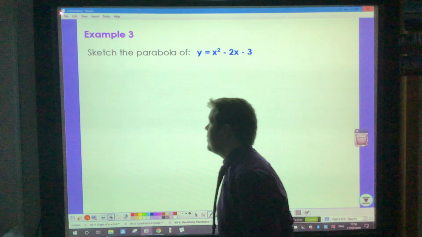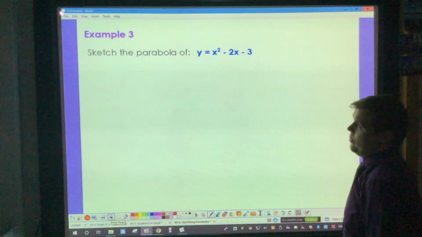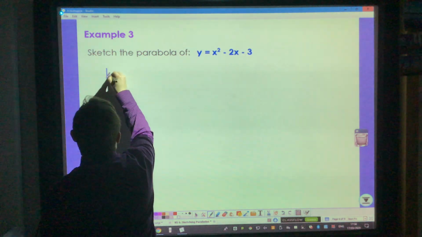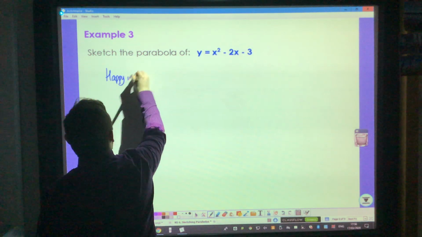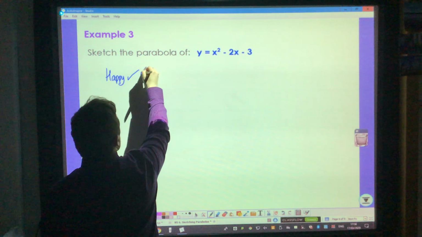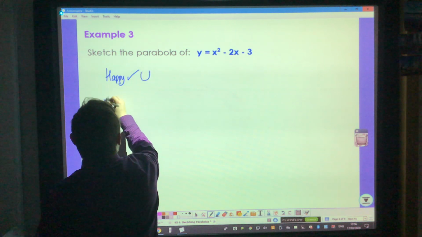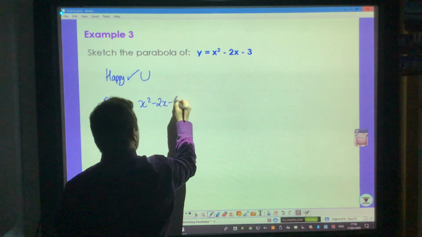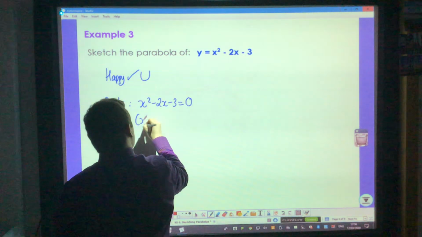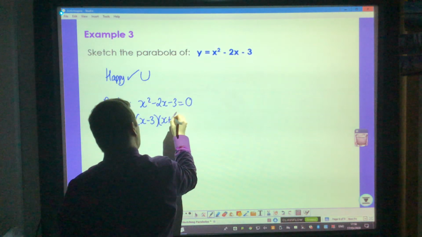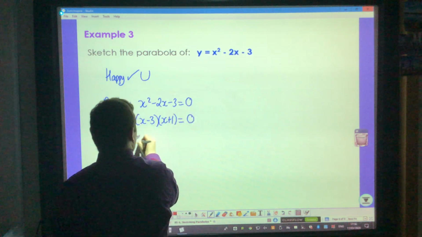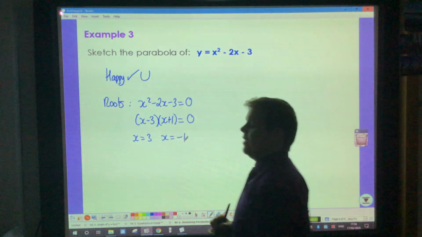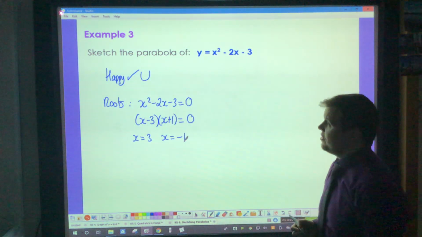Okay, what happens when we've got one that needs factorised? Well, first thing is that we're going to find, well, it's happy still because we've got a positive x squared. So it's going to look like that. Roots, this time, x squared minus 2x minus 3 equals 0. (x minus 3)(x plus 1) equals 0. So x equals 3 and x equals -1. That's the only difference here. The rest of this is going to be the same.